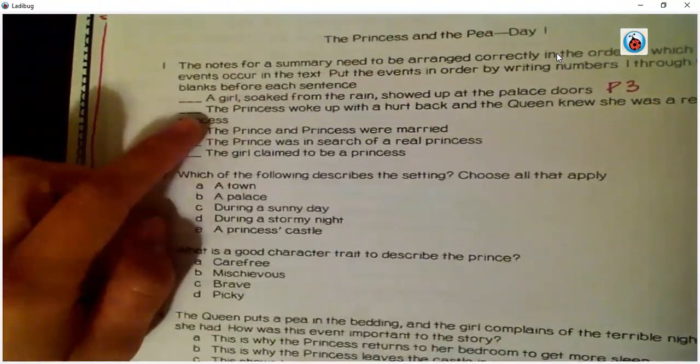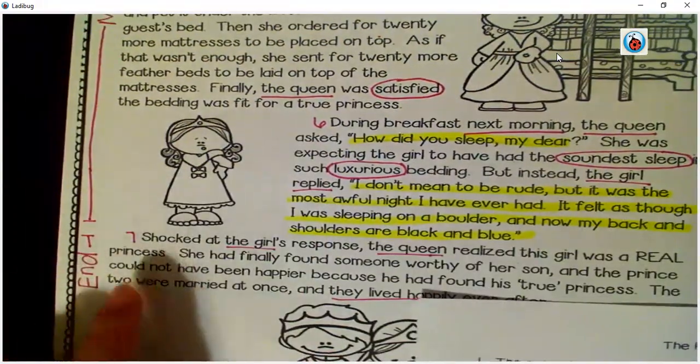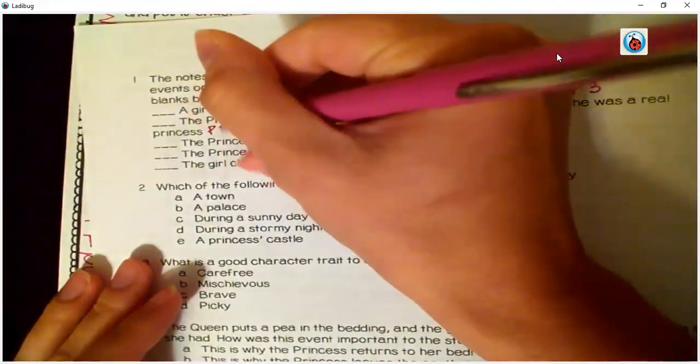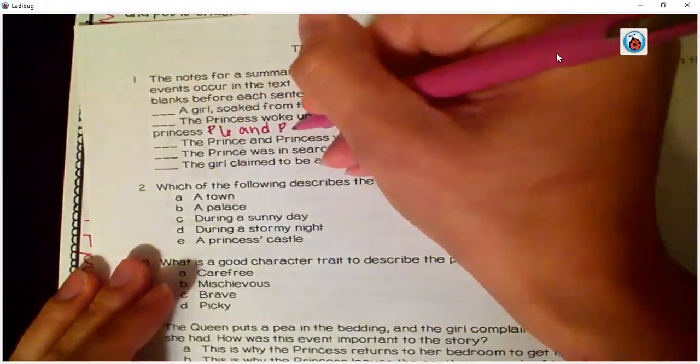So this is actually interesting because it takes place not only in paragraph 6, but also paragraph 7, because this is where the queen realized that she was a real princess. So I'm going to write paragraph 6 and P for paragraph 7.